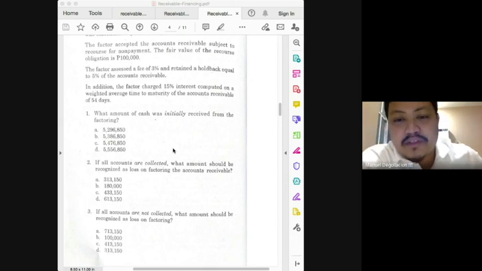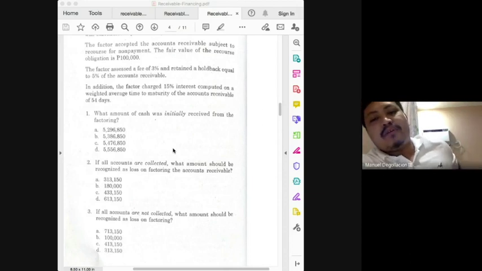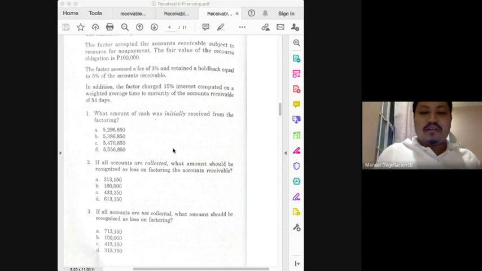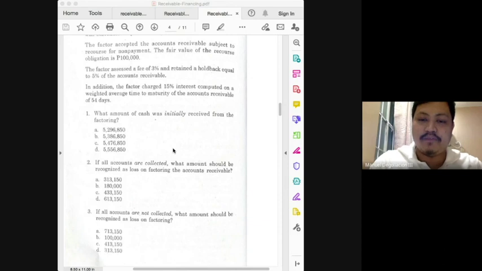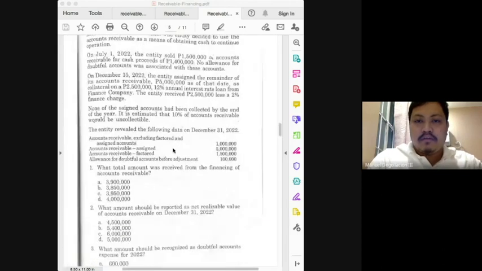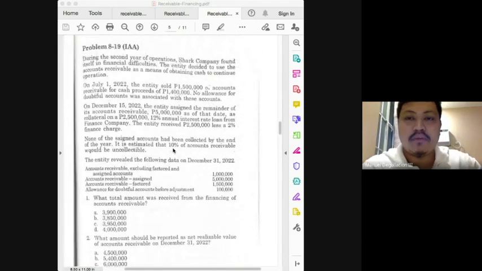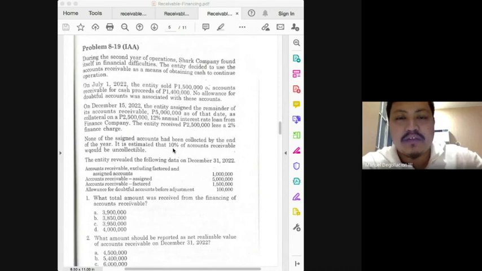In number two, it's only 313, even though initially it was 413, because we reversed the loss from the recourse liability of 100,000 since it did not materialize. The total amount will just be 313,150. Please take note of the differences of the problems, class.